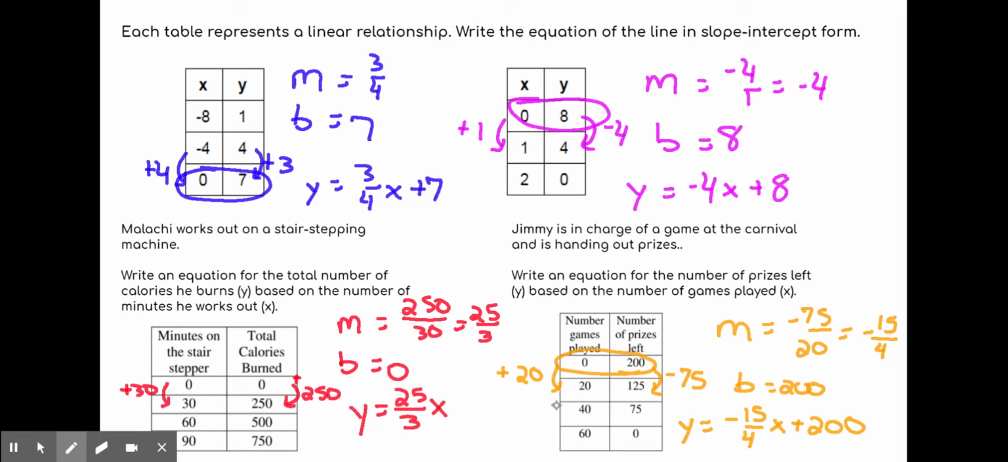Okay, so this is another one where the rate of change is a little weird. It's negative. He's giving away prizes, right? So it would make sense that the rate of change is negative. He's giving away 15 prizes every 4 games. So let's just say somebody doesn't win anything, and then the next person does win more than one, wins about 4, whatever. So that's why the number's a little weird. But the rate of change is negative 15 fourths. He started with 200 prizes, right? That's the initial value. The x value is 0, so b is 200. So y equals negative 15 fourths x plus 200. All right, find m, find b, write the equation.